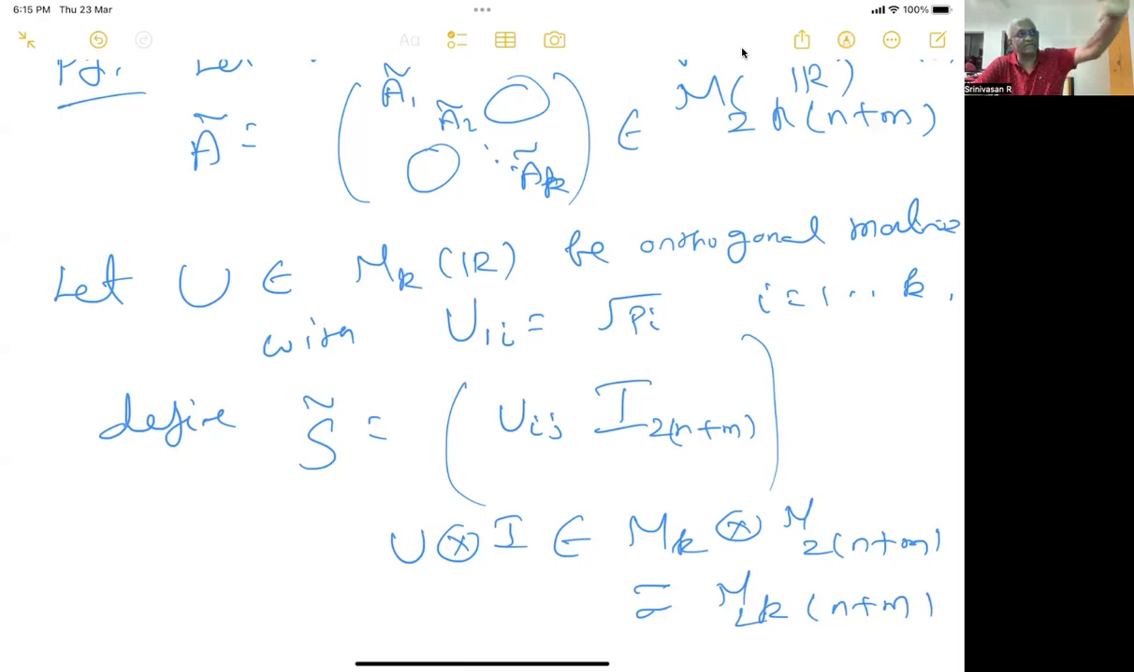So each entry is the big identity matrix of size 2(n plus m) multiplied by a scalar. Each entry is a block like this. So this is in M_{2k(n+m)}, a big matrix where you just have this scalar.